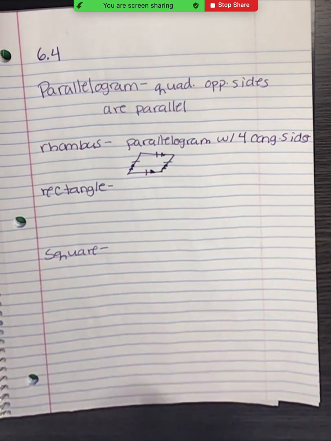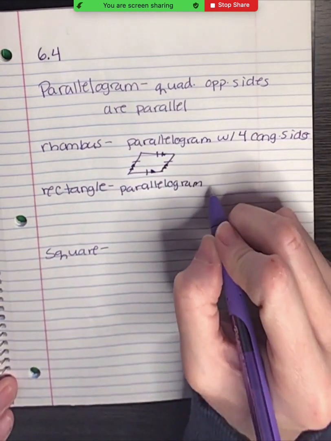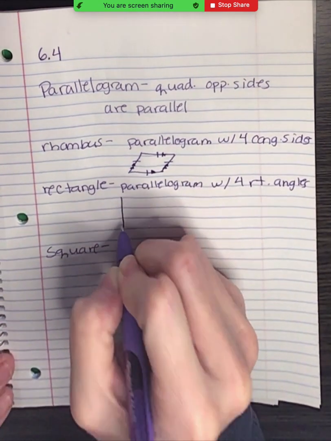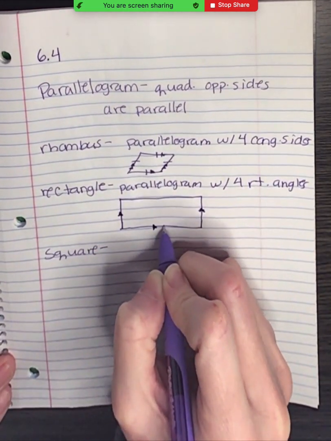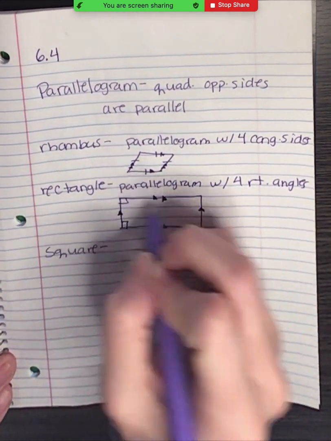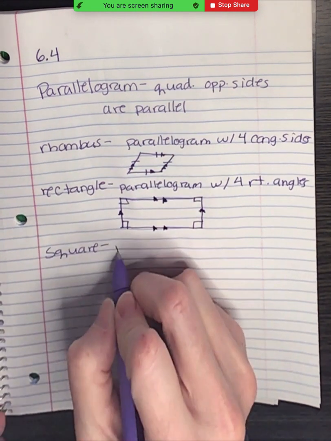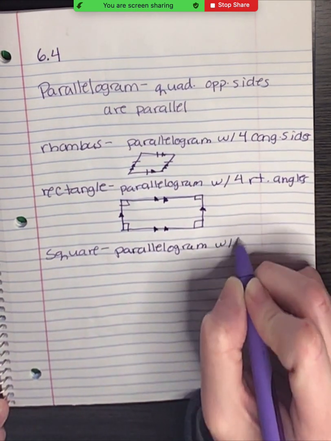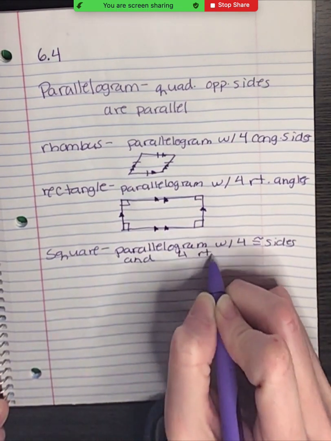Okay, a rectangle is a parallelogram with 4 right angles. So rectangle, right? These 2 sides are parallel because it's a parallelogram. These 2 sides are parallel because it's a parallelogram. But then these are 4 right angles. And then a square is a parallelogram with 4 congruent sides and 4 right angles.